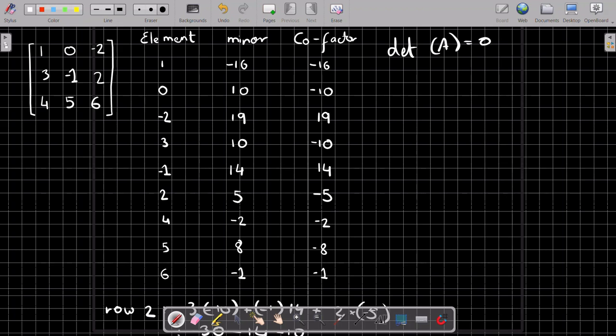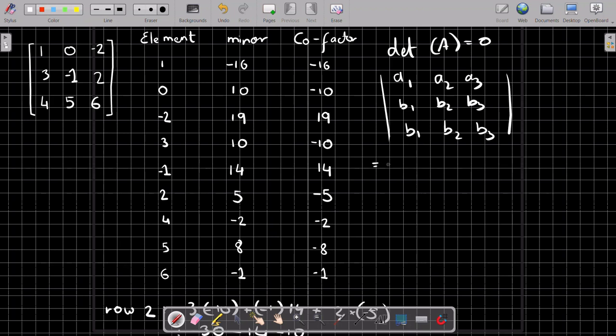Now if two rows or columns are the same, that was property number 5, then det A becomes 0. So this is actually very easy to prove. Let's say our first row is A1, A2, A3, then B1, B2, B3, C1, C2, C3. Now we'll delete row 3 and replace it with B1, B2, B3.